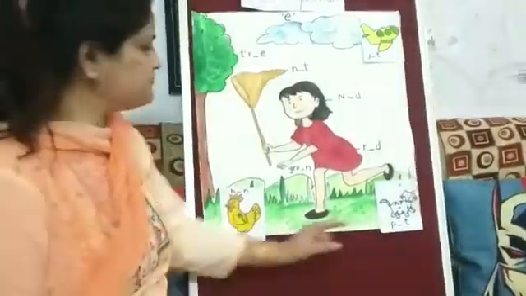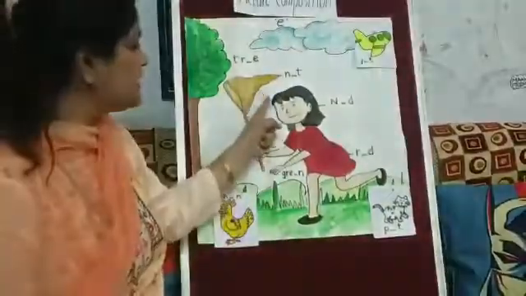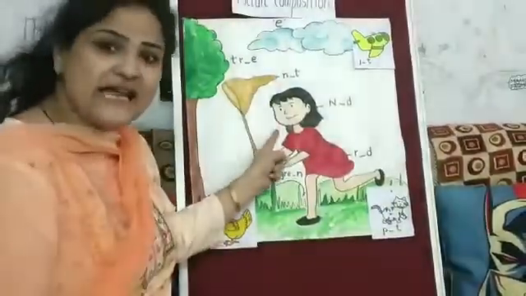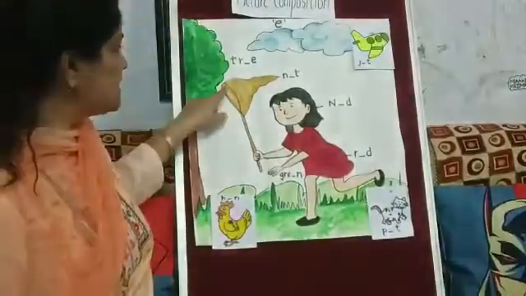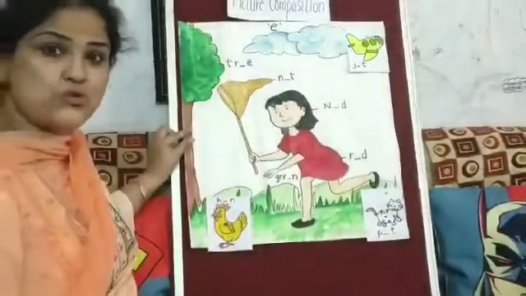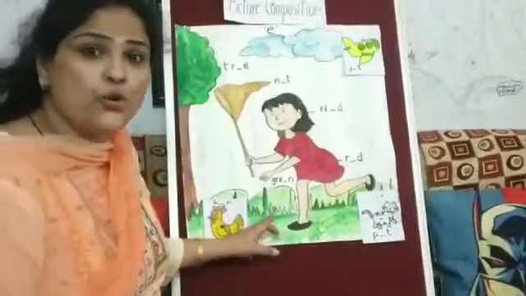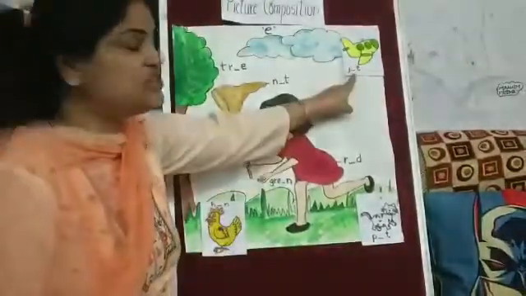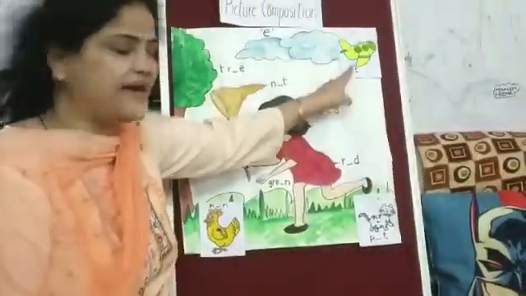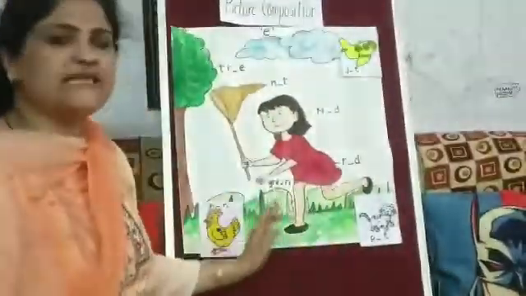Now let's make one simple sentence. This is a hen. This is a pet. She is Ned. This is a net. This is a big tree. The grass is green. The jet is in the sky. This way you can frame simple sentences.